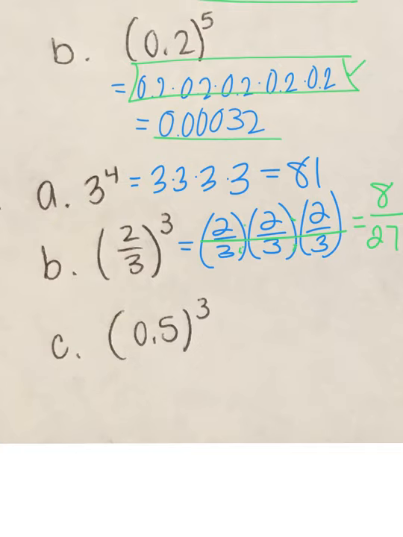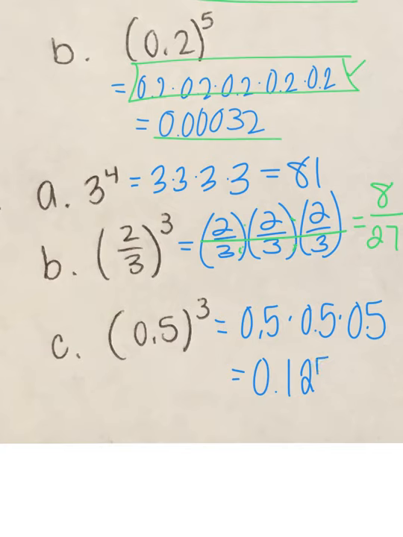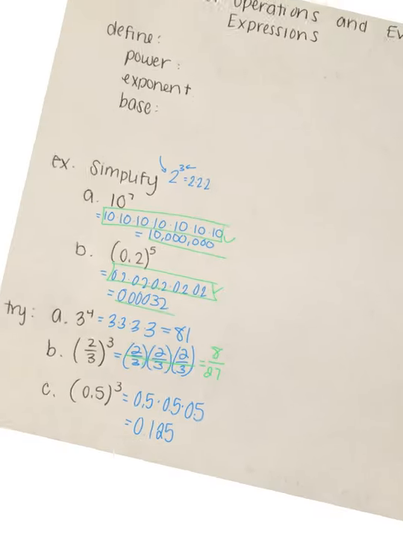If I give you something in a fraction, please give it back to me in a fraction unless I tell you otherwise. Don't change it to a decimal. Okay, this one, 0.5 times 0.5 times 0.5, and I should get 0.125 as my answer for that one there.